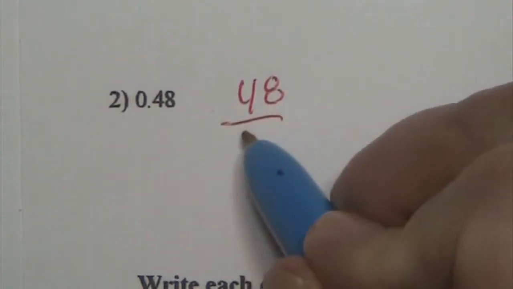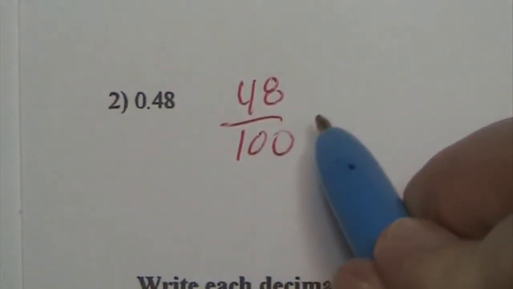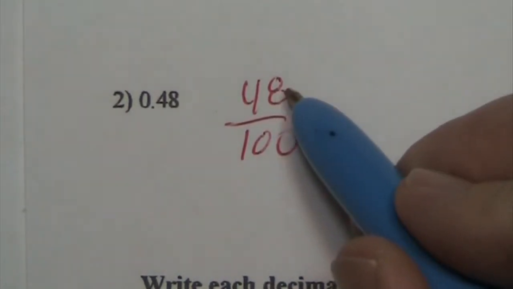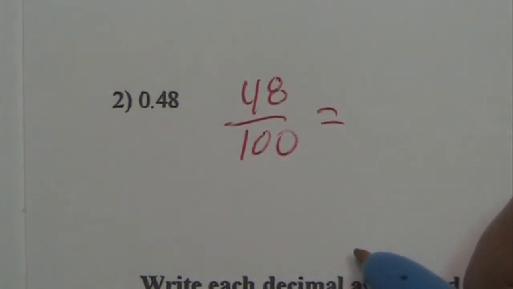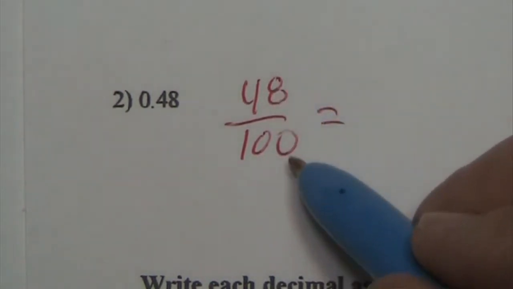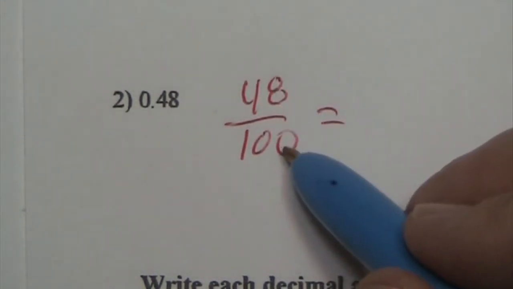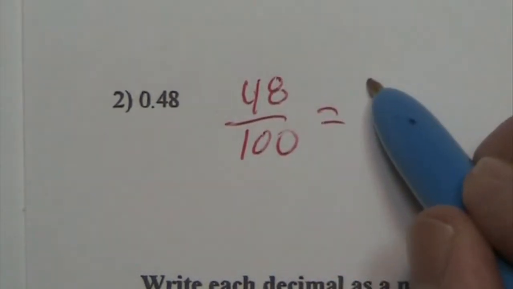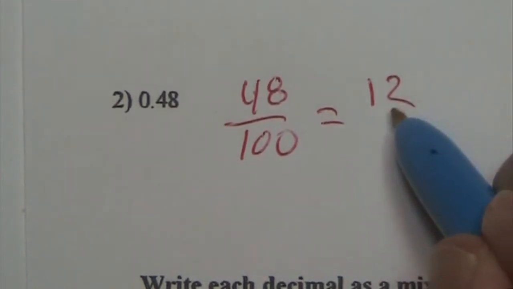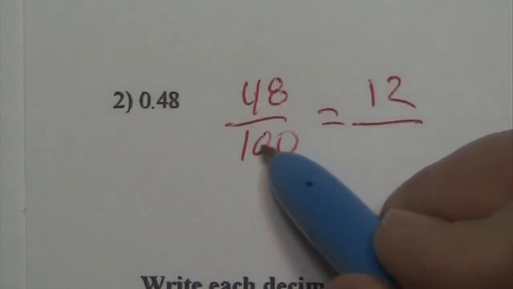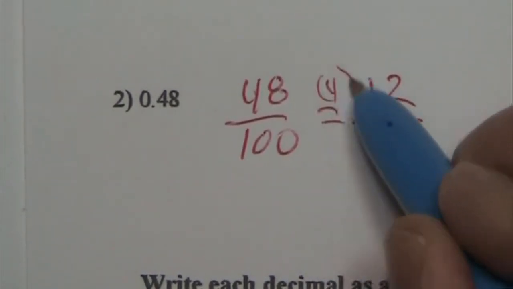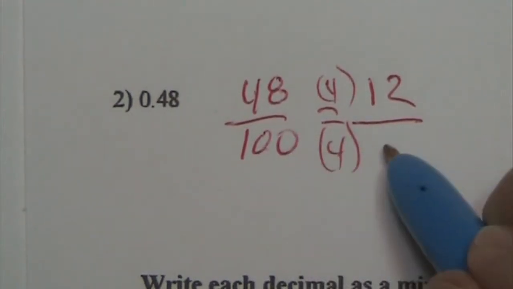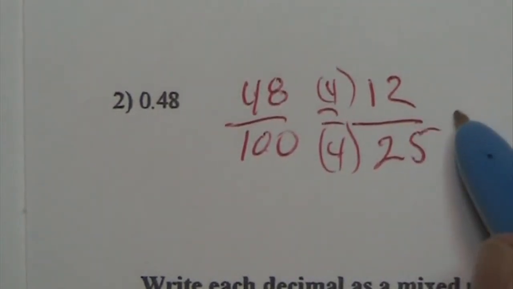Number 2, 0.48, that's 48 over 100. It's 48 hundredths. And let's see, what will go into both of those? Well, we know 4 goes into both of those. We could use that. 4 goes into 48, 4 goes in there once. 4 goes into 8 twice. 4 goes into 100 25 times.